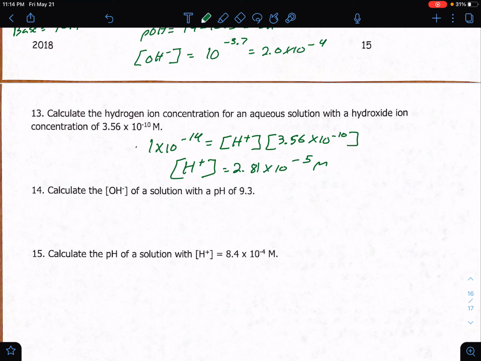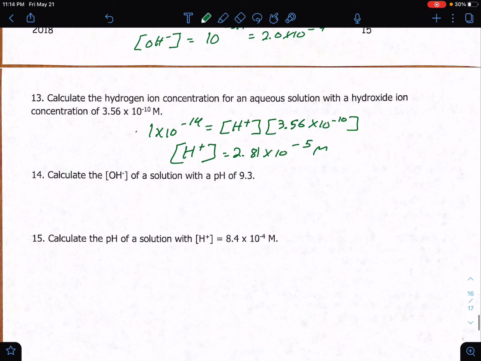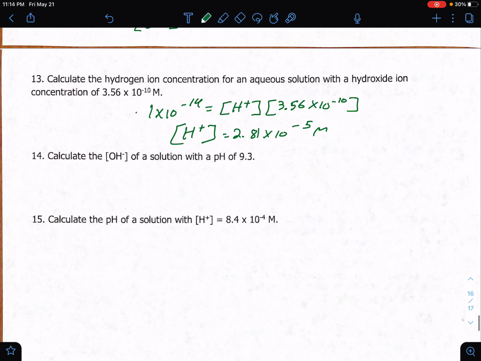Okay, so if you got a different answer, just make sure you check your calculator. When you have multiple scientific notations, your calculator can get confused if you don't use parentheses. Okay, so it can get confused. You may have done the work right, but your calculator just messed it up.